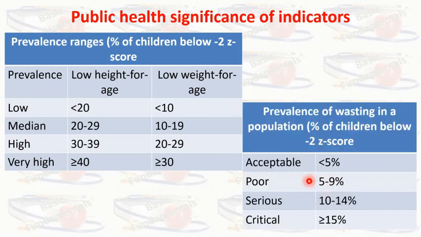Here we discussed stunting and underweight, and now the prevalence of wasting in a population. Less than 5%, then acceptable. Above 5%, it means that it's a public health problem, it's a public health concern, and more than 15% indicates the critical situation of wasting in the population.